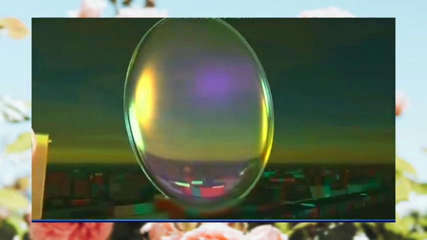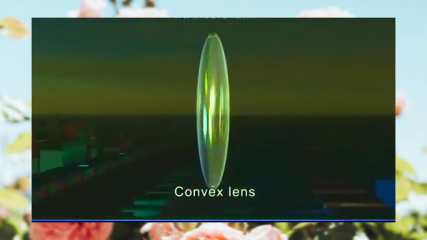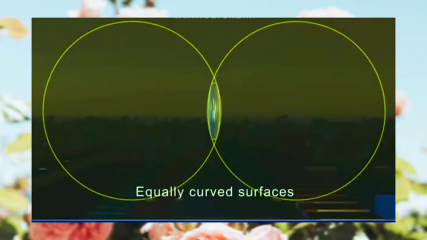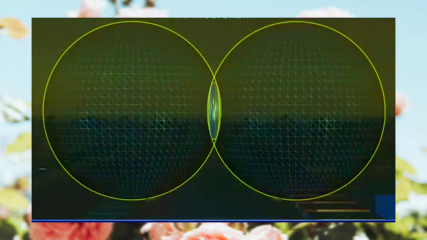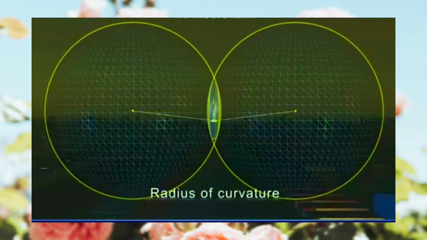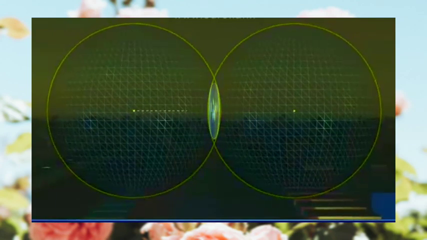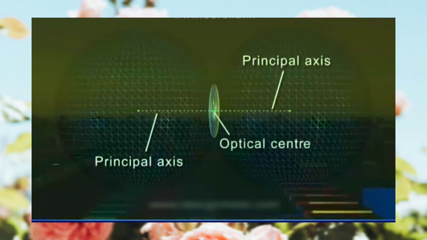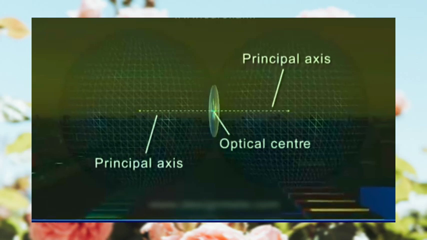A single piece of glass formed in this fashion is called a convex lens. We can consider these equally curved surfaces of the lens to be small parts of spheres. The center of these spheres is called the center of the curvature of the lens. The radius of the spheres is known as the radius of curvature of the lens. The line joining the center of curvature on both sides of the lens is known as the principal axis, which passes through the optical center of the lens.